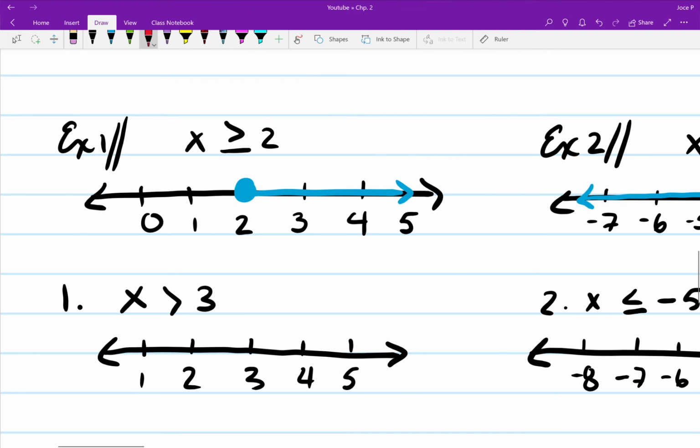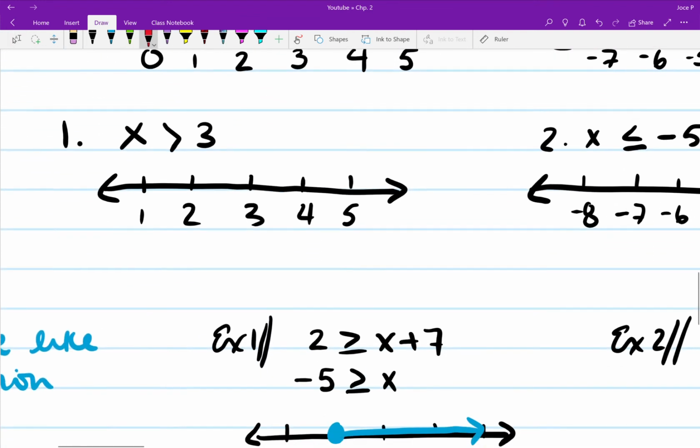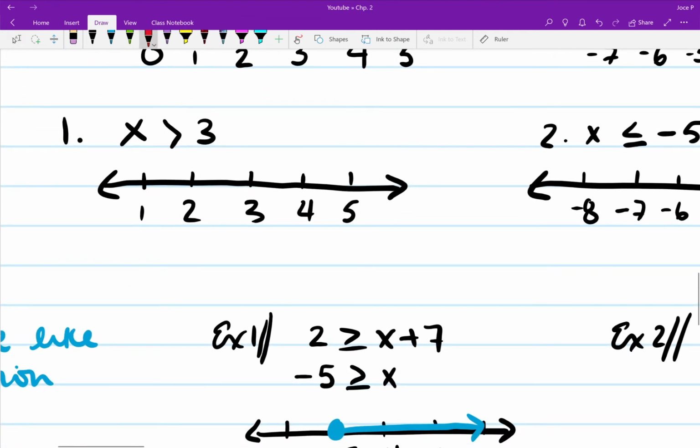So let's give this a shot. X is greater than 3. It does not include 3 in the value, so this is an open circle. Then it's greater, so it includes everything to the right of it, every value greater than 3, but not including 3, hence the open circle.